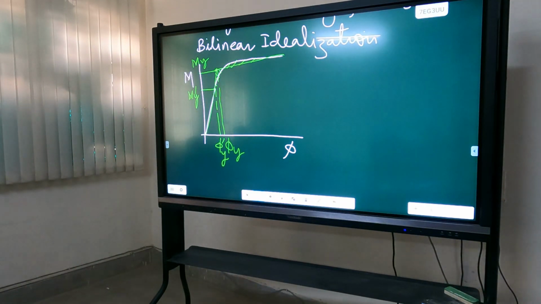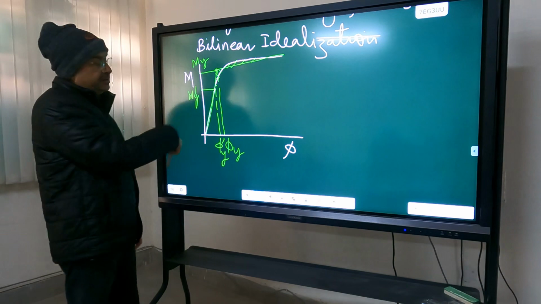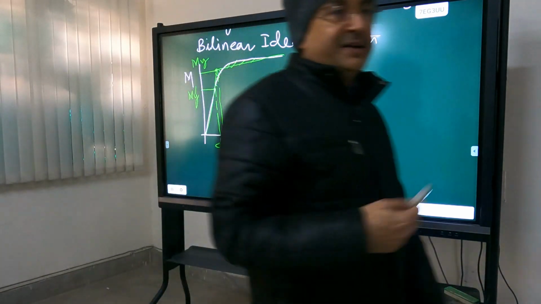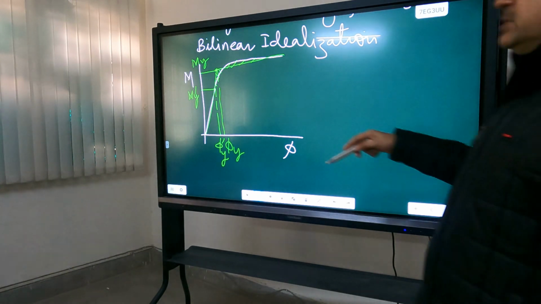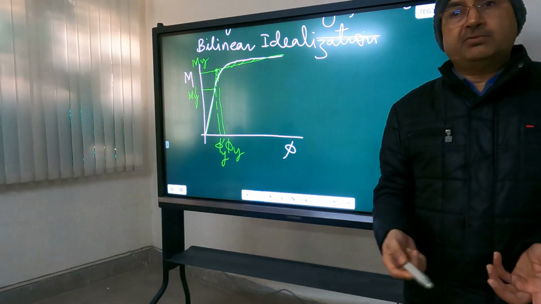If I do that, in this case my original curve is the straight line of y dash, so two straight lines. The earlier one, the original curve, the white one, and the idealized curve, the green one, both will coincide, both will overlap, because both are lines. But suppose there was a moment curvature curve where this initial portion was also curved. In that case, what will we do?